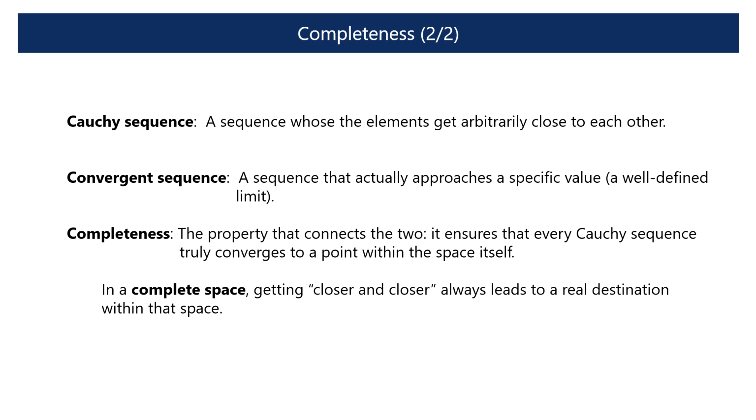So, again, a Cauchy sequence is one where the elements get arbitrarily close to each other. A convergent sequence is one that actually approaches a specific value, a well-defined limit. Completeness is the property that connects the two. It ensures that every Cauchy sequence truly converges to a point within the space itself. In a complete space, getting closer and closer always leads us to a real destination within that space.